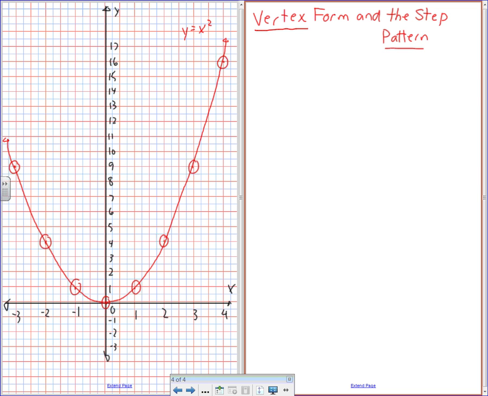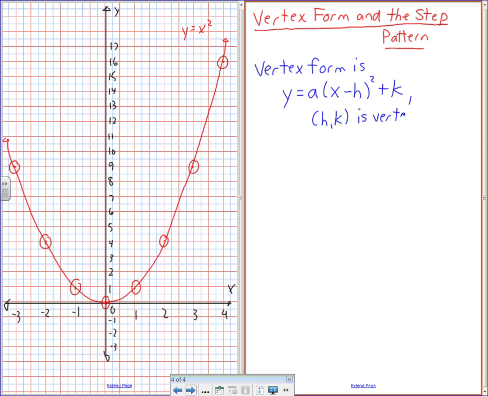Okay, this is another way to graph parabolas. Now, what we're going to do here is, actually, should we do the vertex form? Okay, we'll do the vertex form. Vertex form is y equals a(x minus h) squared plus k, where h and k is the vertex, and if a is greater than 0, it opens up, and if a is less than 0, it opens down.